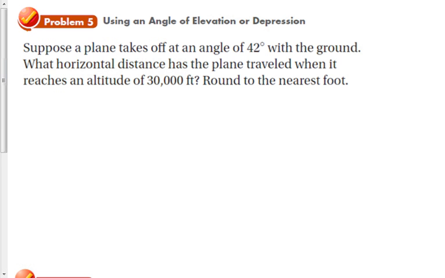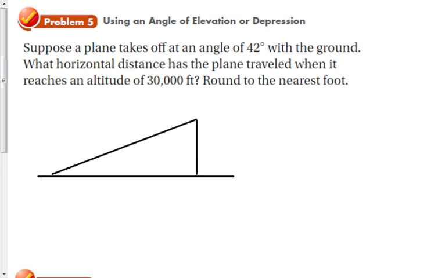All right, so we're going to use trigonometry to solve a problem now. It says suppose a plane takes off at an angle of 42 degrees with the ground. So let's think of this as the ground. And then the plane is taking off and flying. And that angle is 42 degrees. And then it says what horizontal distance has the plane traveled when it reaches an altitude of 30,000 feet. So 30,000 would be this altitude right now, and we want to know how far it's gone with respect to the ground.